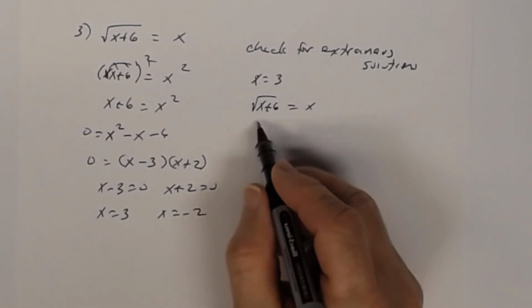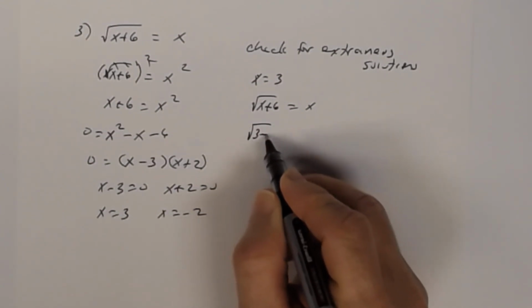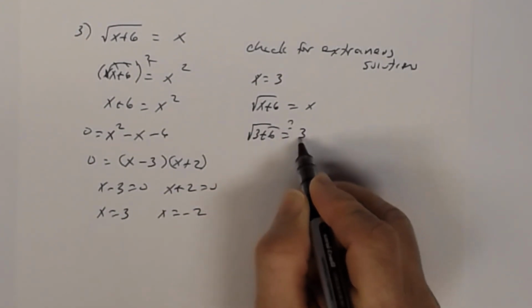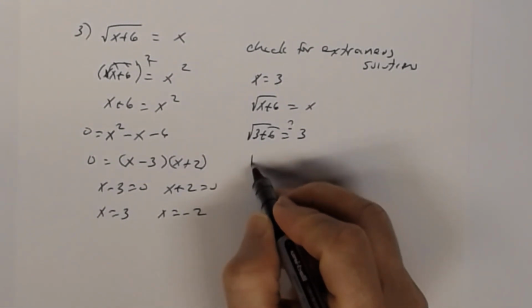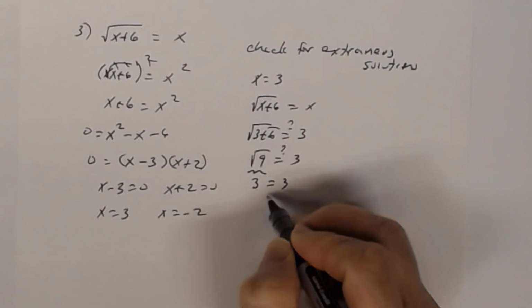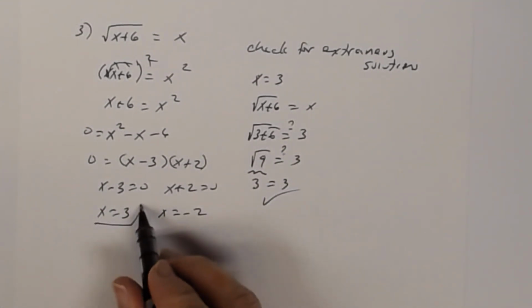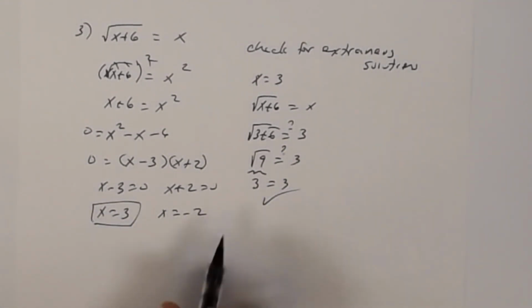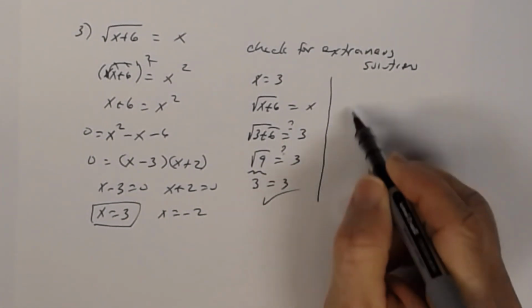In place of x, I'll substitute 3. So I get the square root of 3 plus 6, and I want to see that's equal to 3. 3 plus 6 is 9. So the question is, is the square root of 9 equal to 3? And the answer is yes. So x equal 3 is a solution. All right, so let's check x equal negative 2.